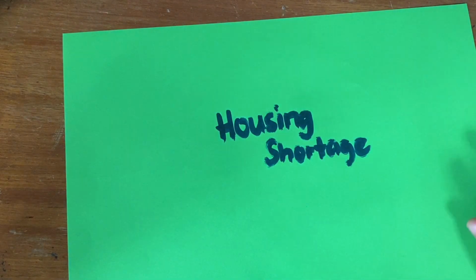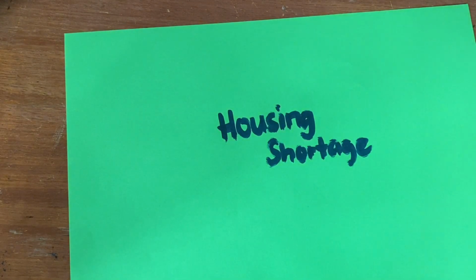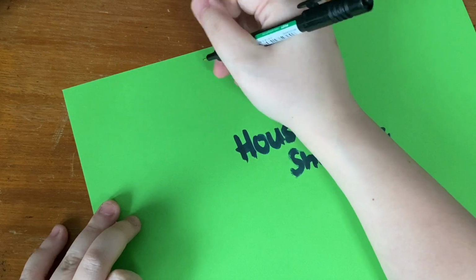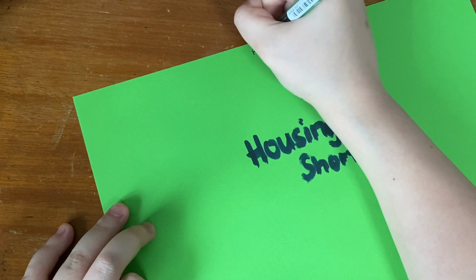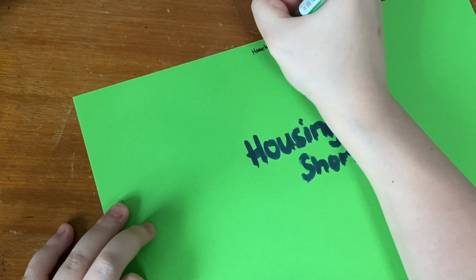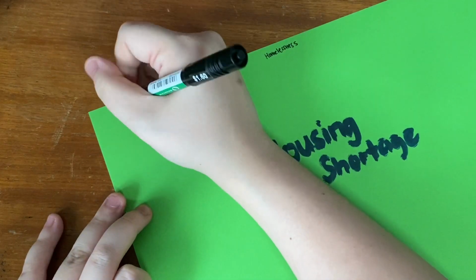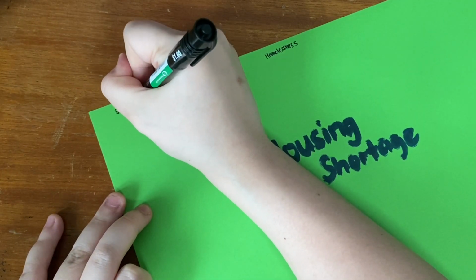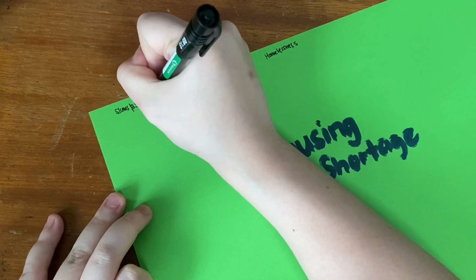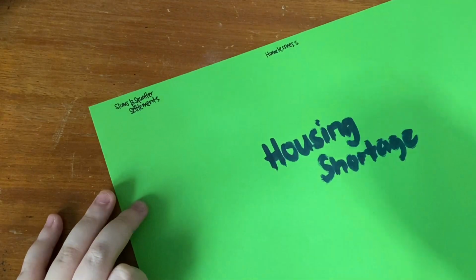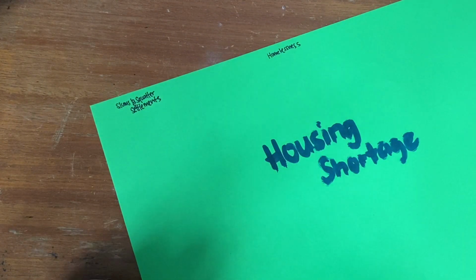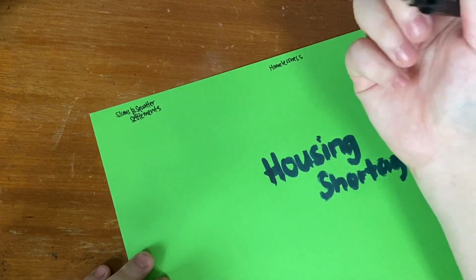So we are going to look at the consequences of housing shortage, of which there are actually only 2. One is homelessness. The other one is slums and squatters. So for homelessness, how is this a consequence?